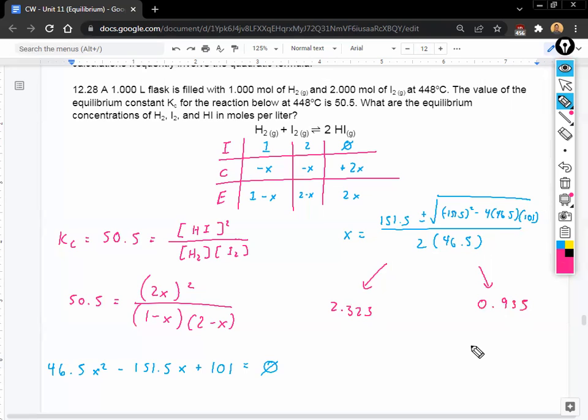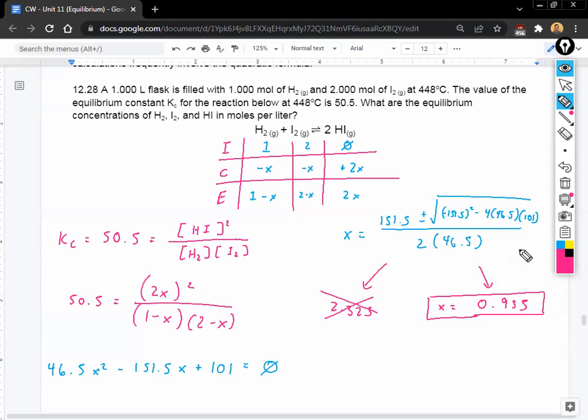And if you notice, these are both positive numbers, right? So we have to test both of them. Now, out of the two, which one do you think makes more sense, 2.3 or 0.9? Yeah, 0.9, because what do we have to do here? 1 minus x. If it's 1 minus 2.3, it's going to be a negative number. That doesn't make any sense. So x is equal to 0.935.